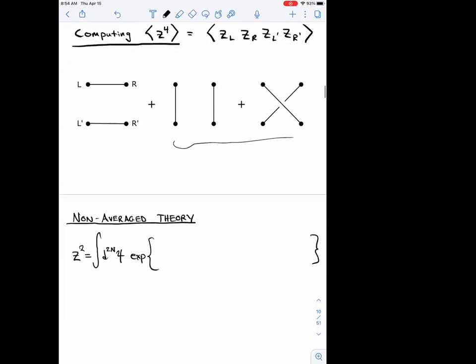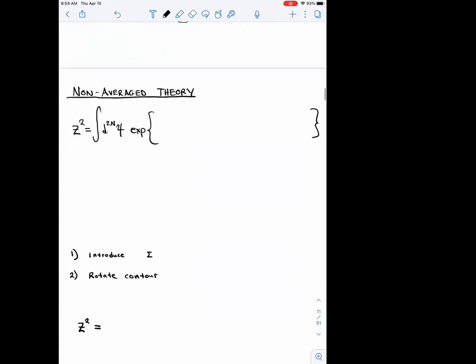Okay, so now we come to the actual topic of interest in this model, which is the non-average theory. So we're going to do the same thing, but we're not going to average over the couplings. So let's start by writing out the quantity that we're trying to compute.